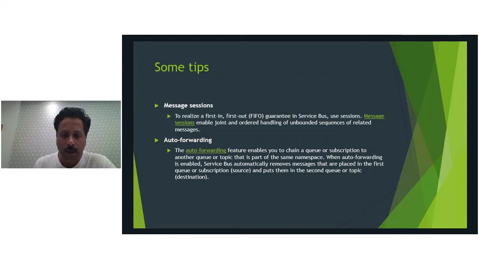Now, the auto forwarding feature enables you to chain a queue or subscription to another queue or topic that is part of the same namespace. What does that mean? Think of a scenario where a huge volume of data comes in and you want Service Bus to scale. Auto forwarding helps you to design more queues, and once you set this auto forwarding, the first-hit queue or topic will take the message and put it in the corresponding queues, so that your system will scale better than the normal way of processing it.